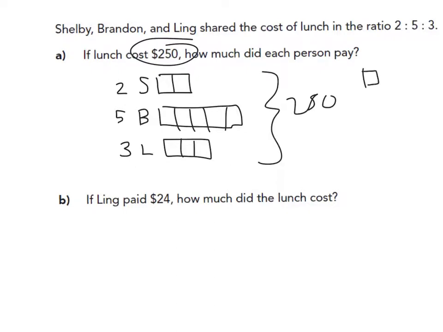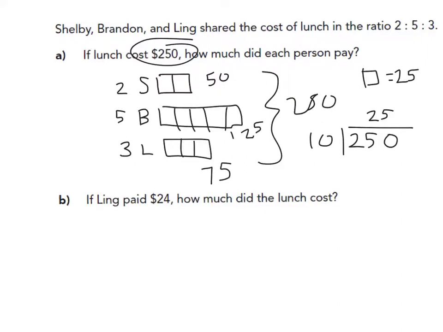So if I can find what a single unit is, I can then use it to find out what each person paid. So if I know that it's $250, and I know that this entire ratio is made up of 10 parts, then that means each part is 25. That means that Shelby paid 50. It looks like Brandon paid 125, and it looks like Ling paid 75.